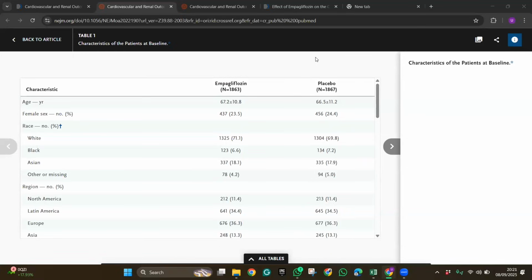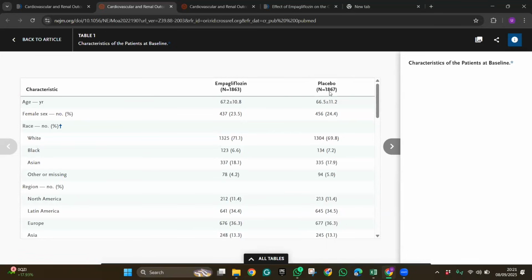Okay. So the intervention in this case is empagliflozin. Our control group is placebo for this particular study. Okay. This N value written here, capital N, right? This is the sample size or the total population for the intervention group, that is the empagliflozin. And this N is the total population for the placebo group, right?